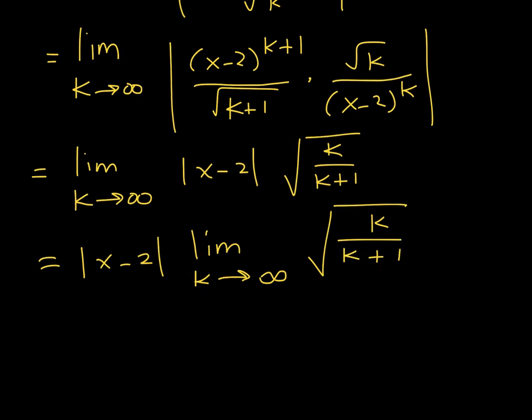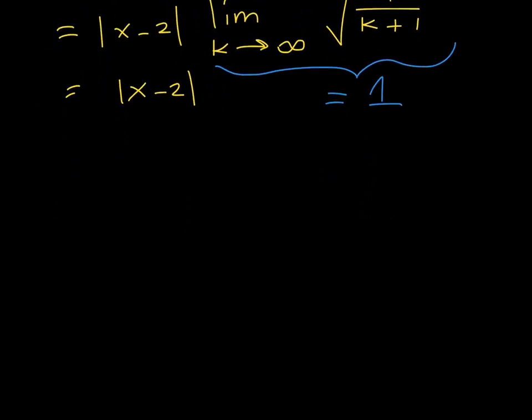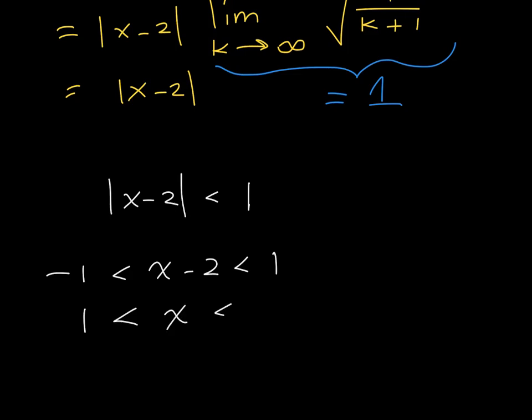So then I have just this, because this is equal to 1. Okay, so then we know that the power series converges absolutely only when this expression is less than 1. Solving for x, this implies that negative 1 is less than x minus 2, which is less than 1. Adding 2 gives me that my interval of convergence is between 1 and 3.